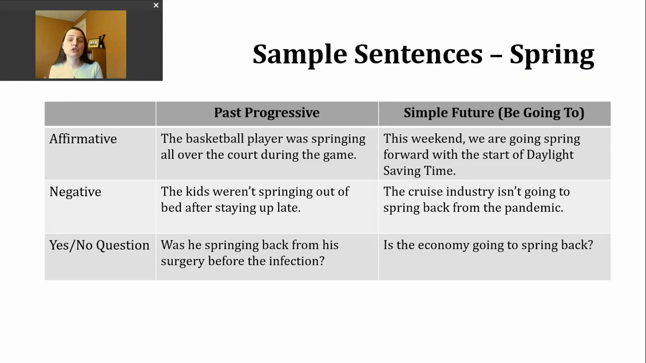Now, if you want to make a negative sentence for the future using be going to, we need to insert not again after our be verb. You can make contractions with is not, make it isn't, or are not, make it aren't, but you can't make a contraction with am. Here's another example sentence. The cruise industry isn't going to spring back from the pandemic.